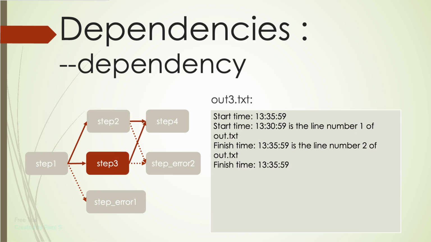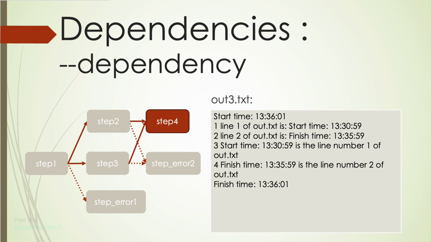This is the output of step 3. It also started running exactly when step 1 ended. Finally, this is the output of step 4. Since step error 1 and step error 2 never ran, we don't have an output file for those steps. Now you have a very useful tool at hand to run your pipelines.